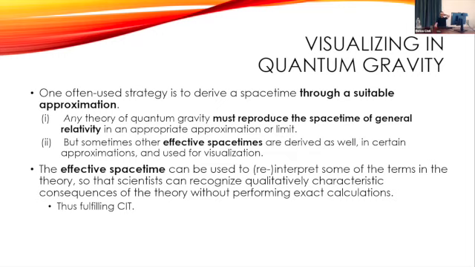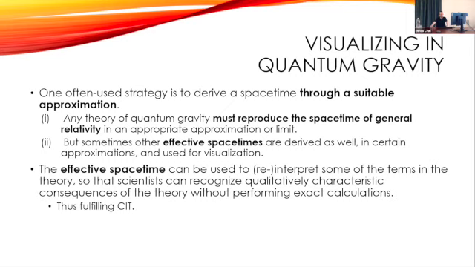One often used strategy then to derive a space-time is through a suitable approximation. Of course, the notion of visualization here also connects to notions of emergence, although I won't go into that today, but it is tied to that. Any theory of quantum gravity must reproduce the space-time of general relativity in an appropriate approximation or limit, because we know that GR is a good description, up to a certain accuracy, of the world we see around us. So that's a prerequisite. But sometimes we may have other effective spacetimes that are derived, and those effective spacetimes can be used to gain understanding, just like the n-dimensional spacetime might also be a different tool to gain understanding about certain properties.